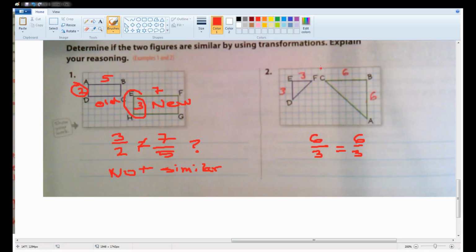You should have picked a vertical reflection, because here we've got a vertical line like a mirror, that it's flipping over, followed by a dilation. First it reflected, then it dilated.